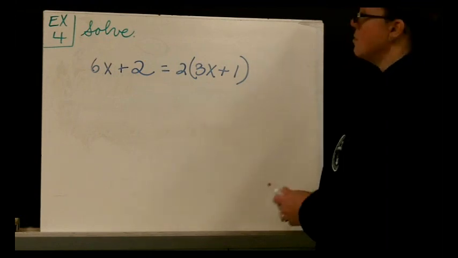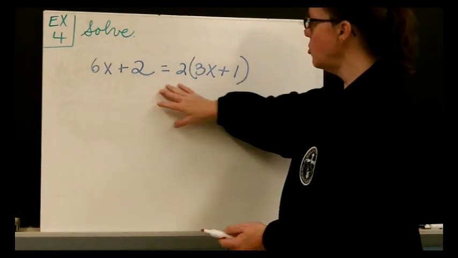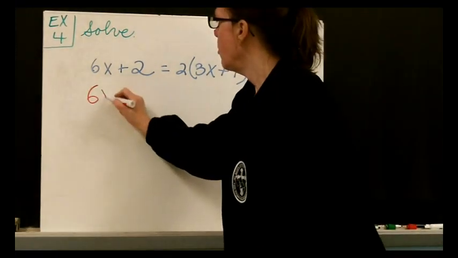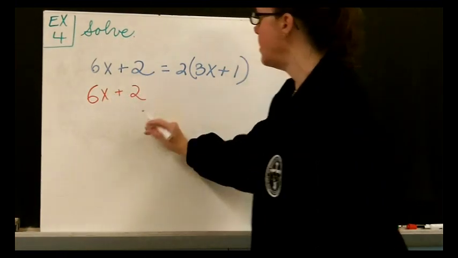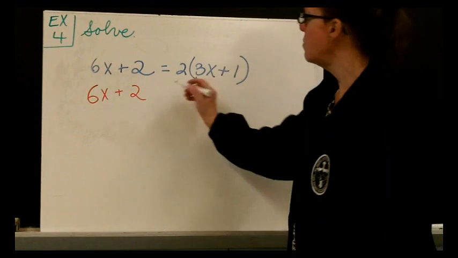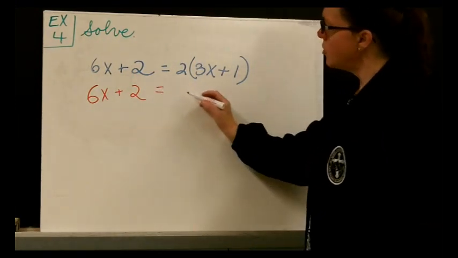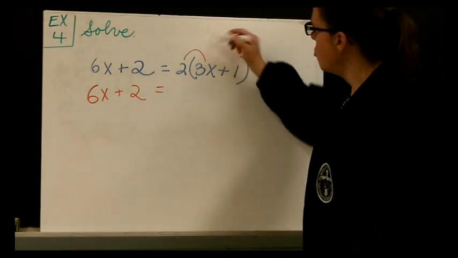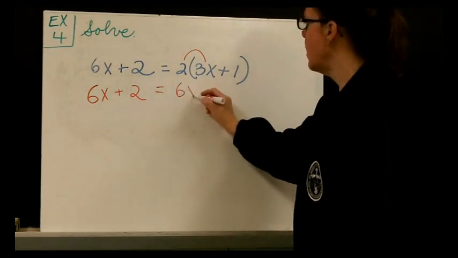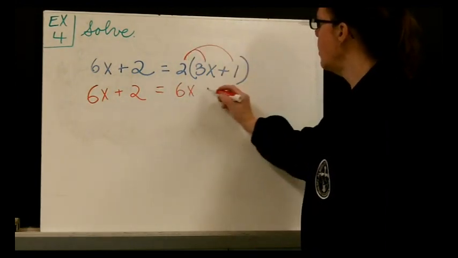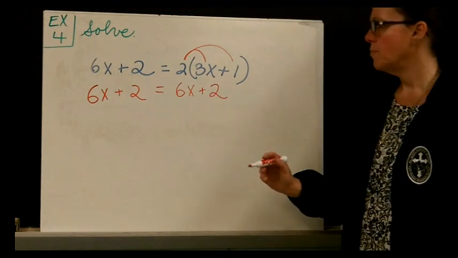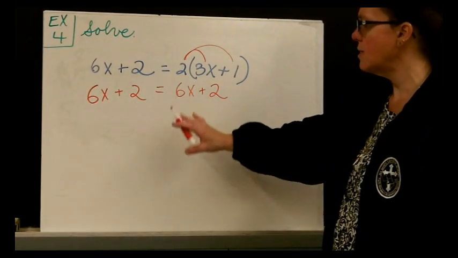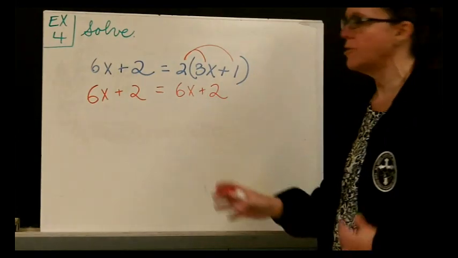Okay, let's take a look at this. 6x plus 2 equals 2 times the quantity, 3x plus 1. There are no like terms here, and there are no parentheses, so I'm going to bring that expression right down. And now I'm going to use a distributive property to simplify this side. We have 2 times 3x, which is 6x, and 2 times 1, which is a positive 2. And now look what we have. On both sides of this equation, we have the exact same expression, 6x plus 2.